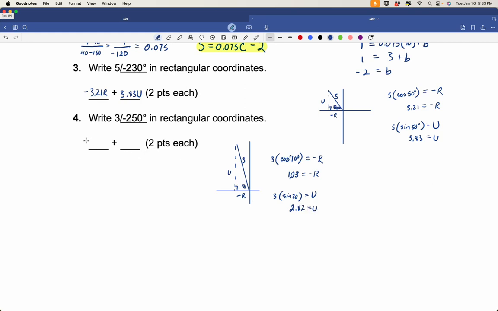So that's what we're going to do. We're going to write negative 1.03 r and 2.82 u. And that would be everything you had to do for Monday's lesson. We did that in less than 12 minutes.